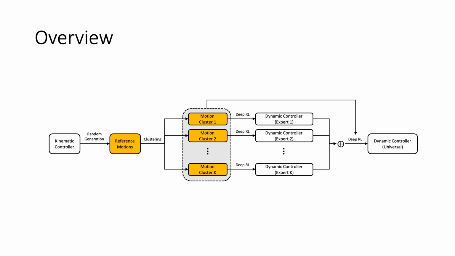Using that motion controller, we generate a large library of reference motions and cluster them to put like motions together. An expert dynamic controller is learned for each cluster. Finally, the experts are combined to produce a general controller that can generate any motion derived from the input library.